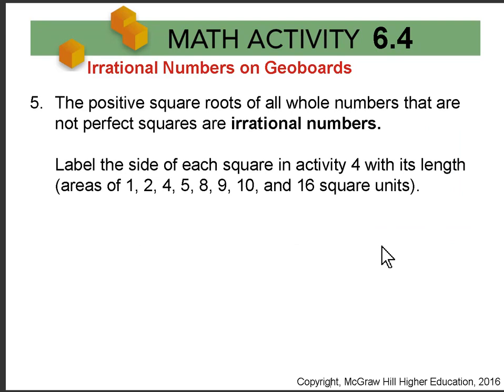And we further note that the positive square roots of all whole numbers that are not perfect squares are irrational numbers. And so label all your sides with the lengths and note for yourself which ones are irrational. For example, 4 is a perfect square, so is 1. So you won't get irrational numbers here.